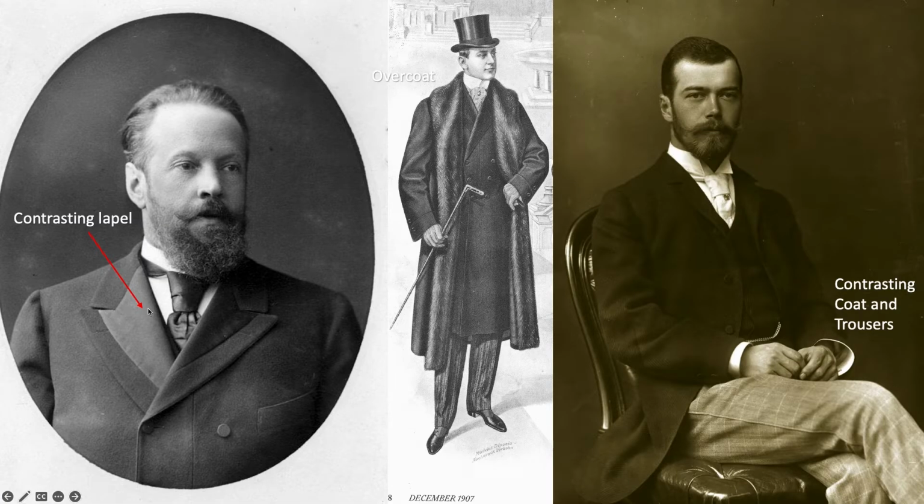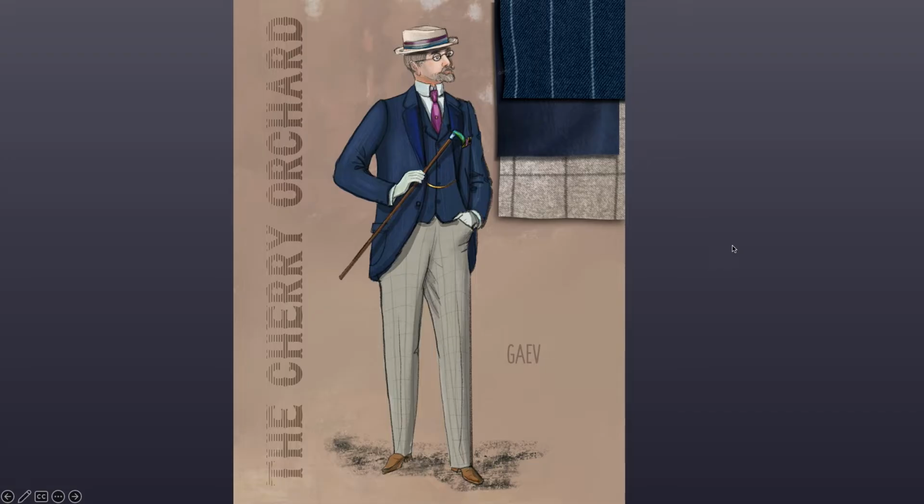A contrasting lapel I thought might be interesting with his wool suit. And later on in the scene, his servant Fiers brings him an overcoat. I liked this look here of contrasting coat and trousers, two different fabrics there. Love this felt seam on the outseam. So here's what I've come up with for Gaev. Again, this sort of pinstriped, bright blue pinstripe with a contrasting satin lapel. That's also the lining on the inside. This wool flannel trouser, a lightweight trouser on him with the straw hat.